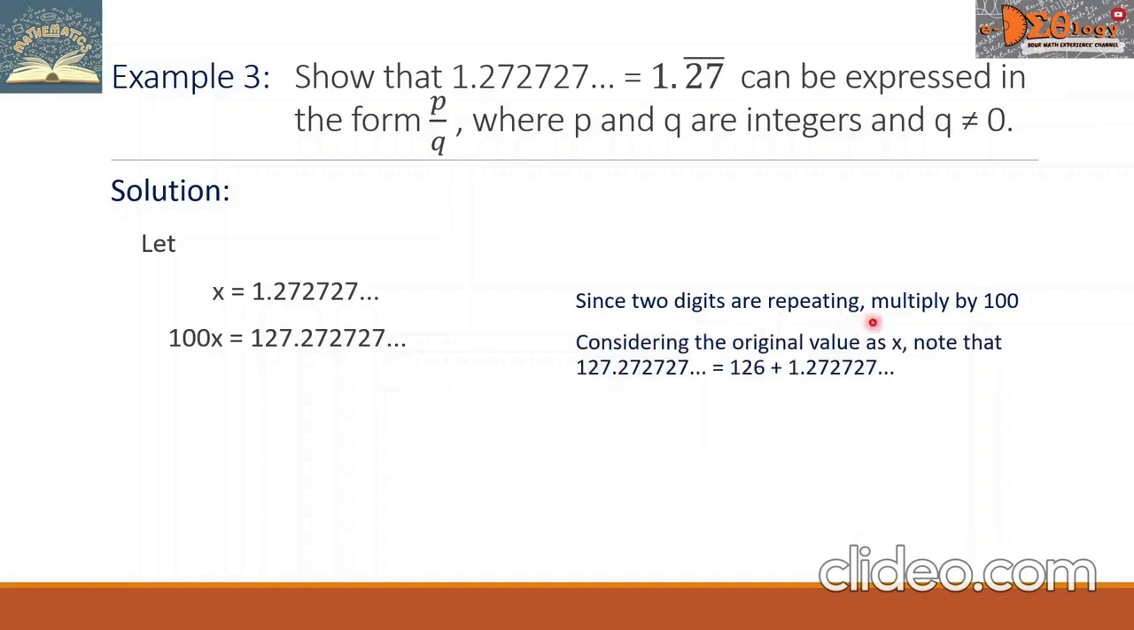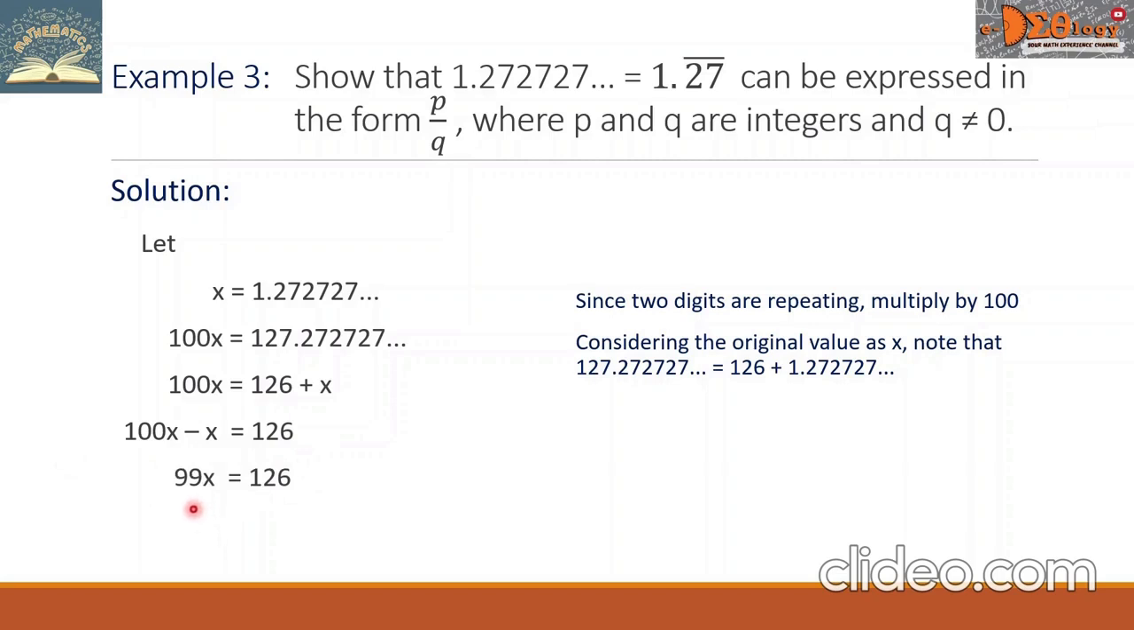Considering the original value as x, note that this 127.272727 and so on equals 126 plus 1.272727 and so on. Let us rewrite our equation as 100x equals 126 plus x. Then we combine all variables. This x we transpose to the left. So we have 100x minus x equals 126.